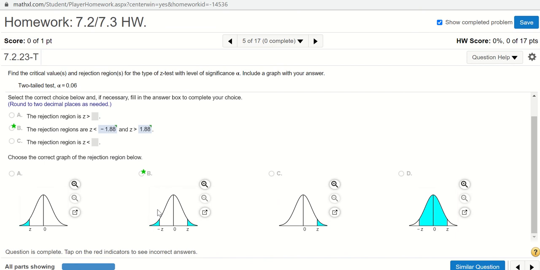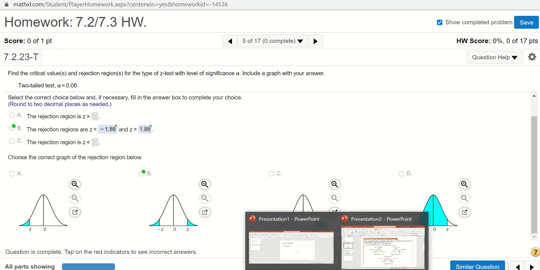And from our chart just a little bit ago, this is what the shaded rejection region would look like for a two-tailed test. If it had been a left-tailed test, then it would have been like a chart like this. And what you're looking at in this example answer C, that would have been a right-tailed test rejection region.